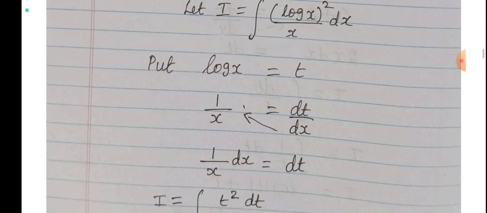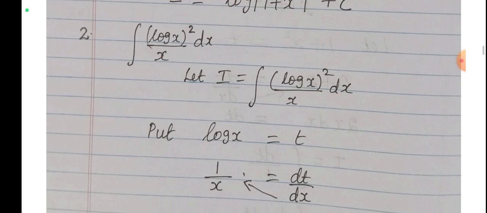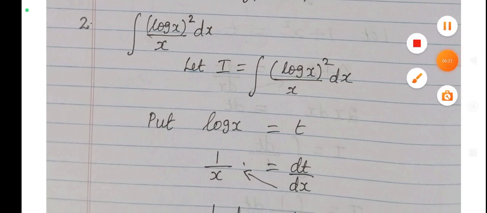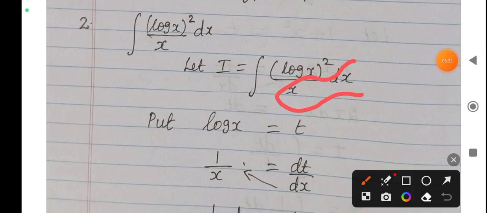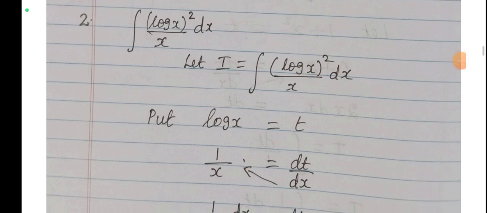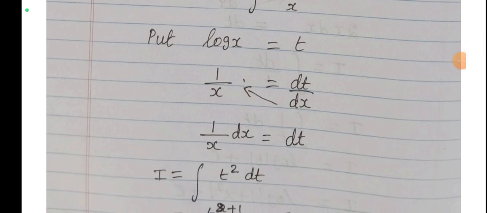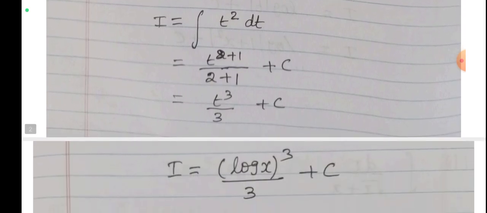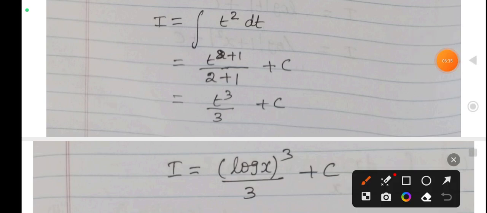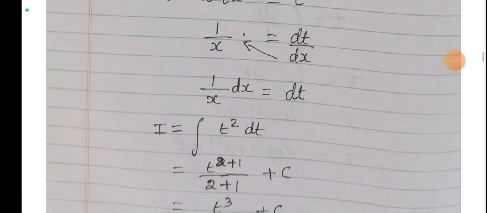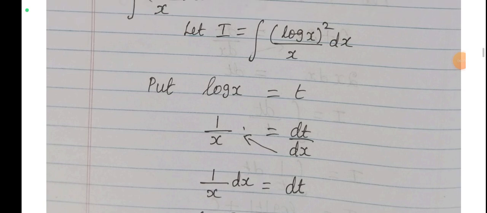Check: integral t square, then 1 by x dx. Here it is like (1 by x) dx, and the 1 by x dx is nothing but dt. So in that place we can write integral t square dt. Once integral t square dt comes, check how it comes. We just substituted the value: instead of log x, t square, and 1 by x dx is dt.